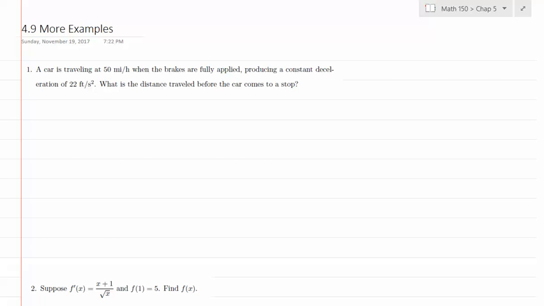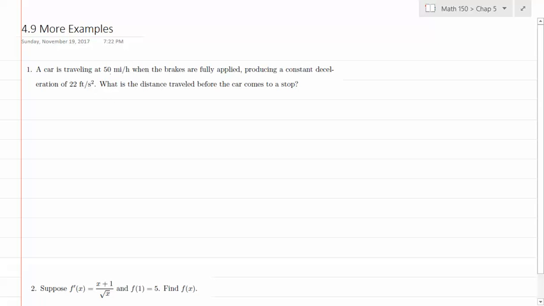The 4.9 more examples. Number one, we have a car traveling 50 miles an hour. When the brakes are fully applied, the brakes produce a constant deceleration of 22 feet per second squared. We want to figure out the distance traveled before the car comes to a stop. Okay, the very first thing you ought to notice is that you're given one speed here in miles per hour, but the acceleration is given in feet per second squared. You have to be dealing with consistent units if you're going to do anything.